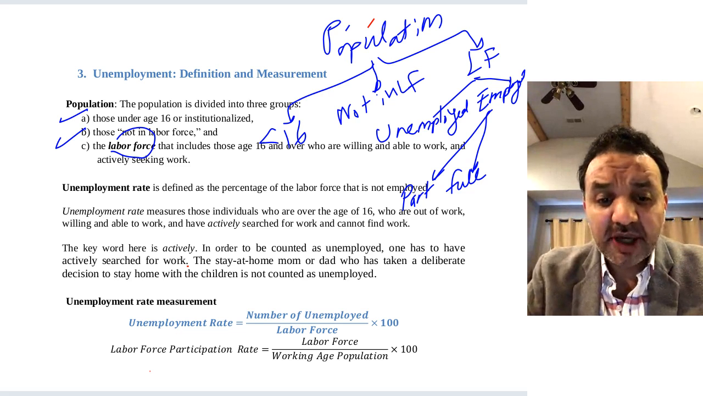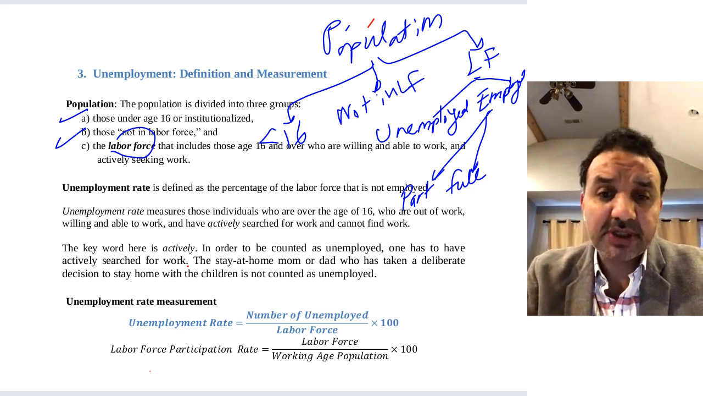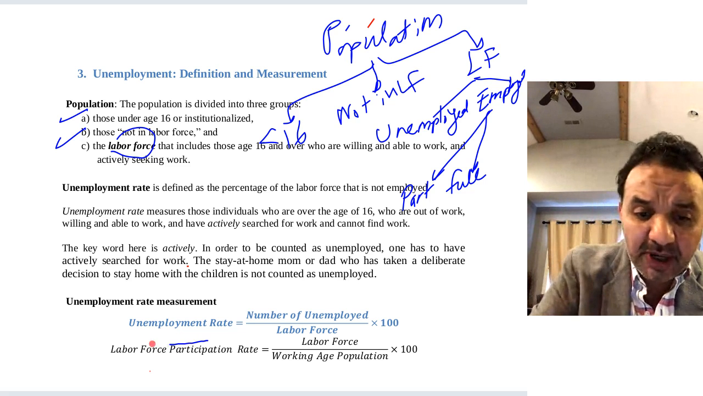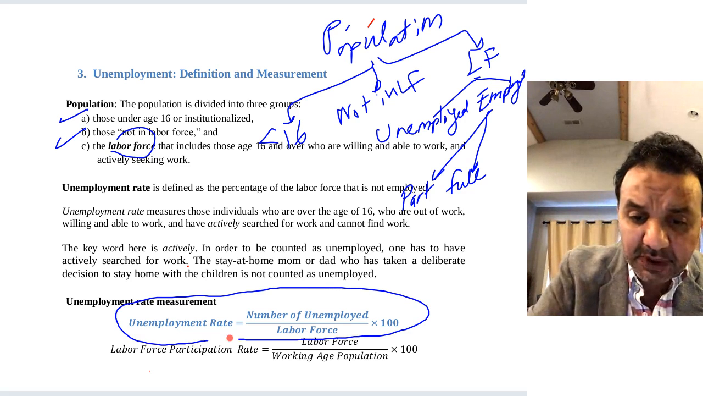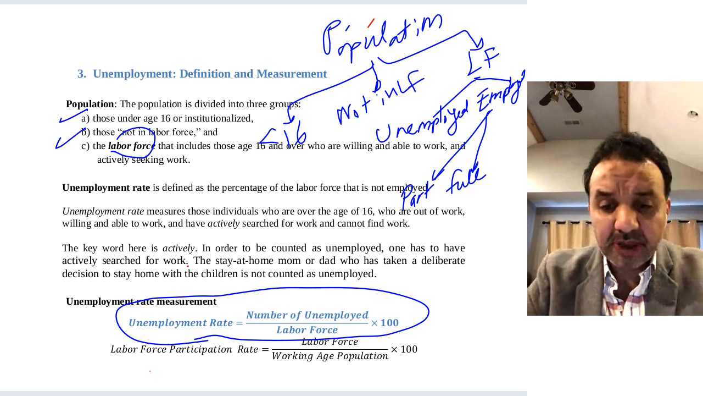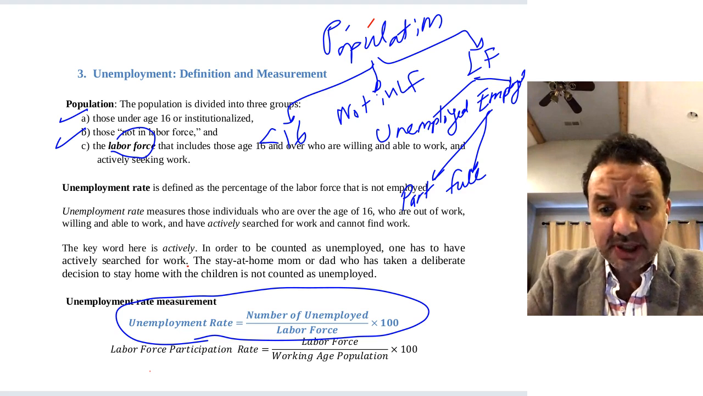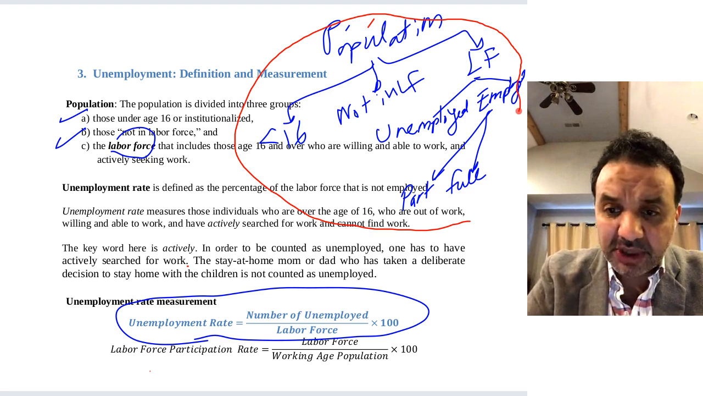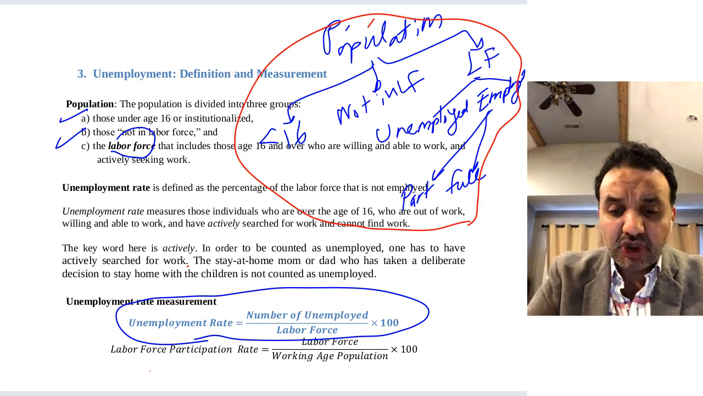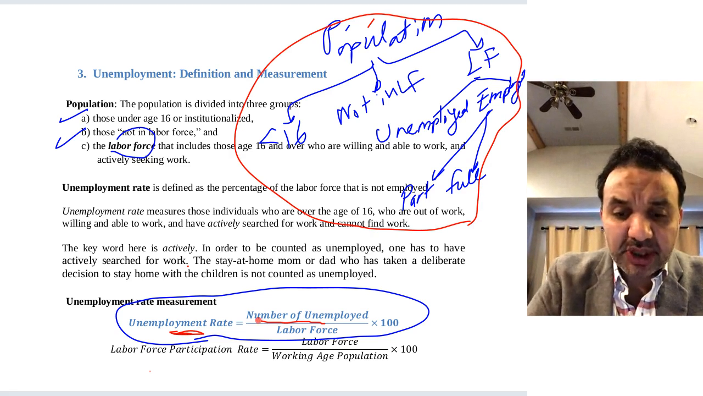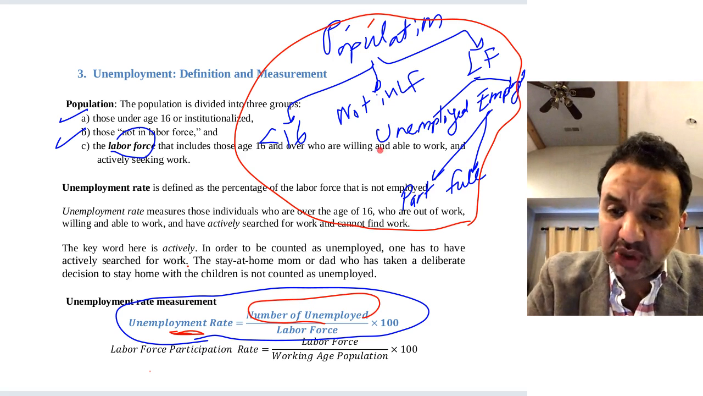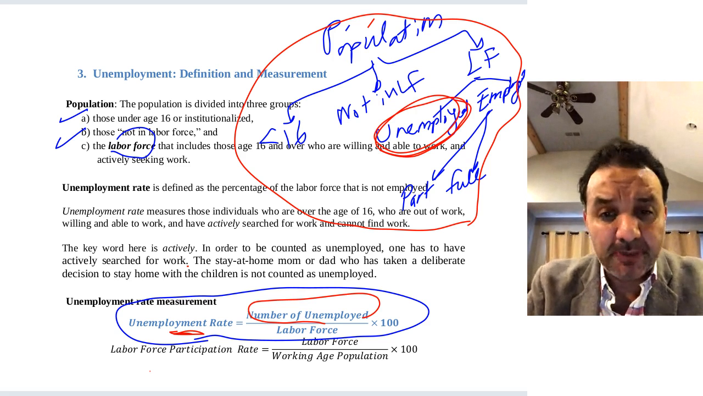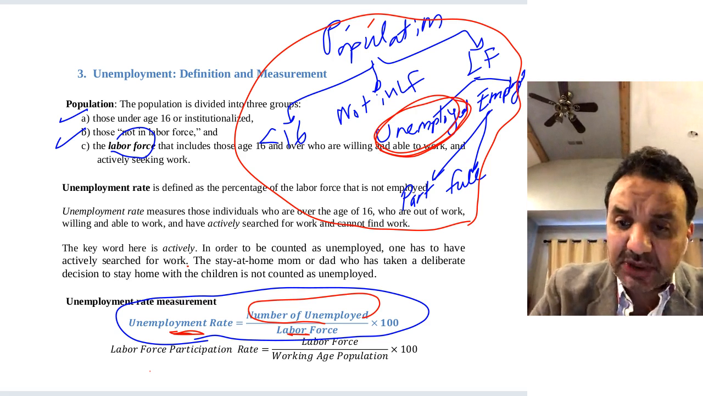But the most important point in this video is how we measure unemployment. This is the key formula we are gonna use. It's easy to understand the formula by looking at this categorization. Unemployment is the number of unemployed, which is this part, divided by the labor force.